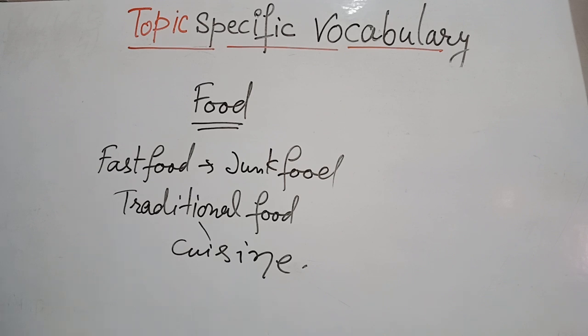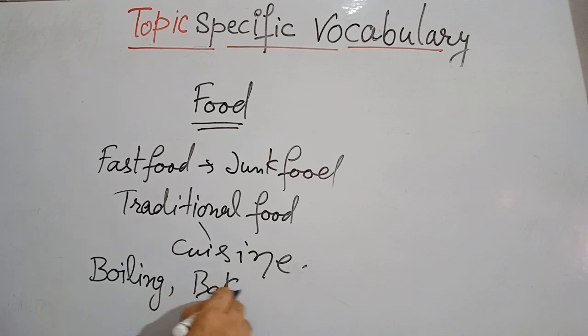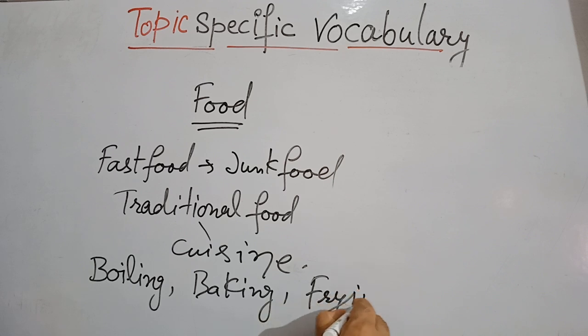In the food topic, fast food, traditional food, cuisine, and others, there are also types of cooking. Like you can cook by boiling food. Boiling, this is a technique. Baking, this is also a technique. Frying, they are all words related to food. Shallow fry, deep fry, they are further versions of frying.